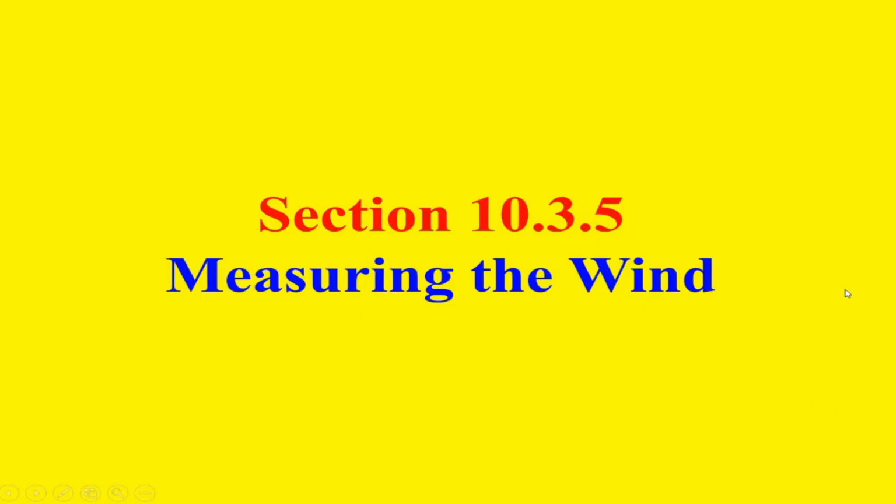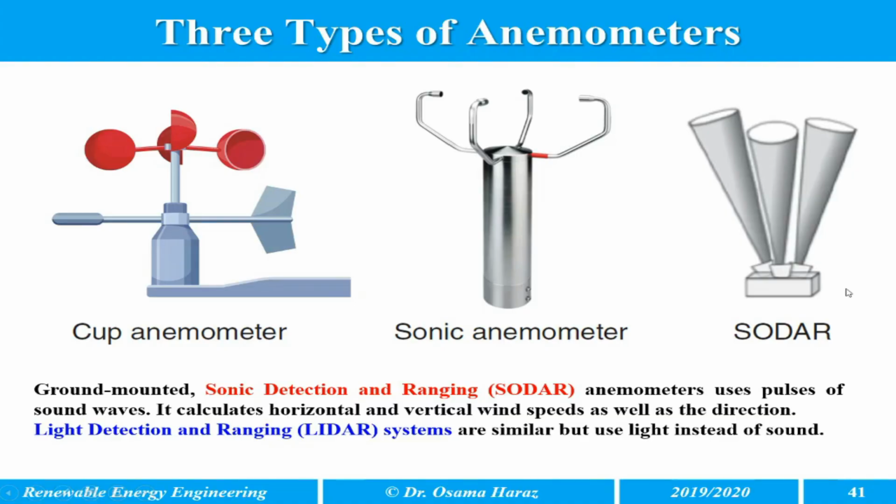Now the question is how to measure the wind. Measuring the wind, there are three types of anemometers. The first one is called the cup anemometer. The second one is the sonic anemometer, and the third one is SODAR.